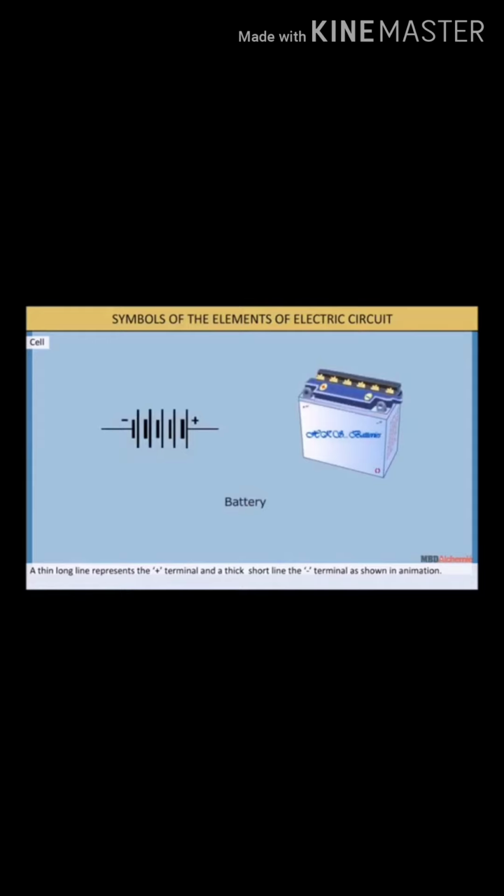Cell. A thin long line represents the plus terminal and thick short line represents negative terminal of battery as shown in this figure. Battery. A combination of two or more cells is called battery. Its symbol is also a combination of cells as shown in this figure.